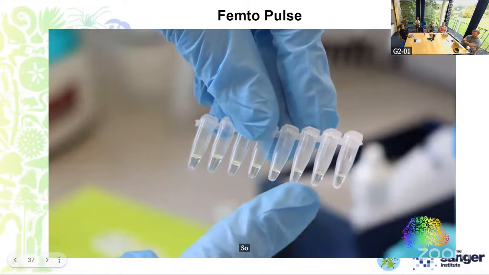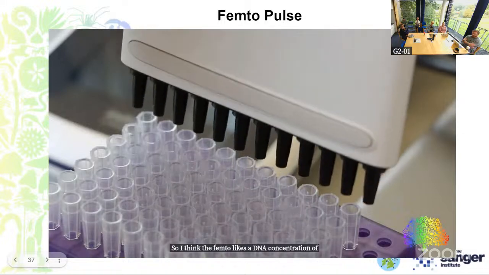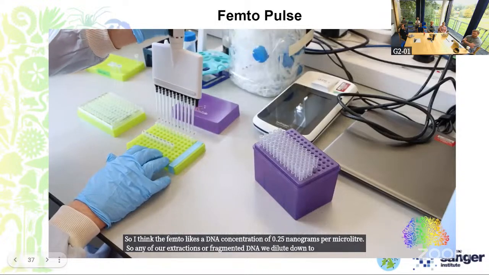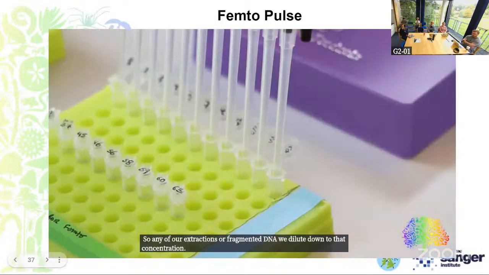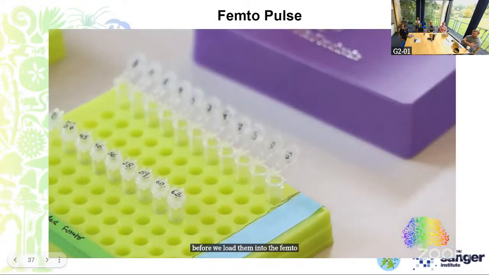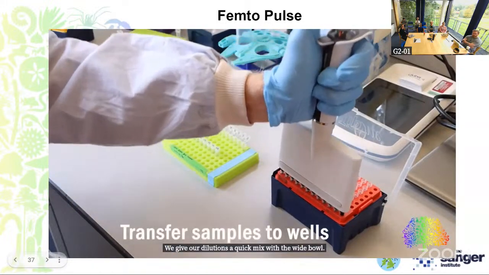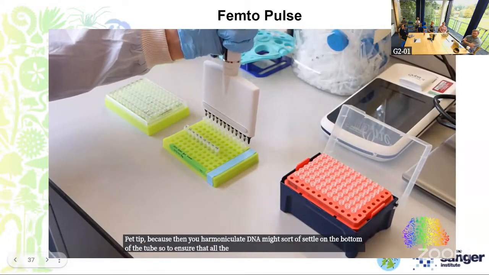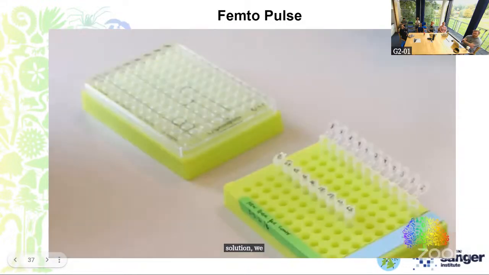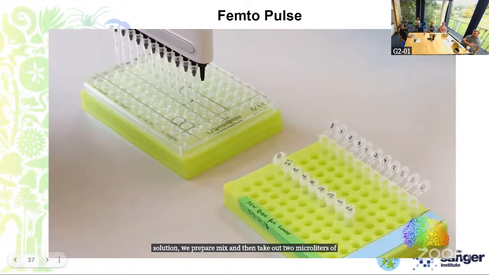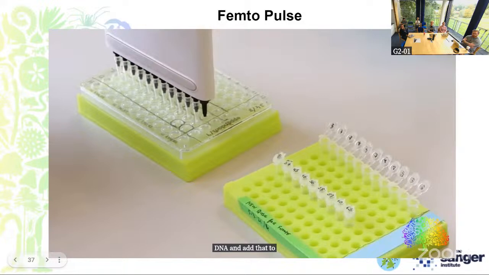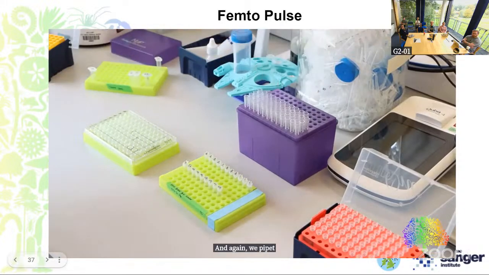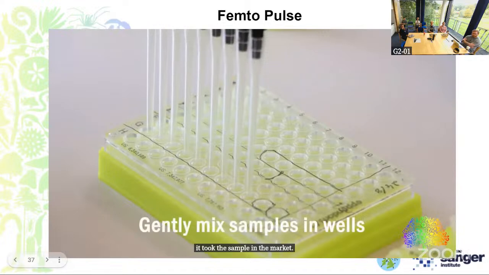So I think the Femto likes a DNA concentration of 0.25 nanograms per microliter. So any of our extractions or fragmented DNA, we dilute down to that concentration before we load them into the Femto. We give our dilutions a quick mix with the wide bore pipette tip, because any high molecular weight DNA might settle on the bottom of the tube. So to ensure that all the DNA is in solution, we pipette mix and then take out 2 microliters of DNA and add that to the 18 microliters of diluent marker. And again, we pipette mix with the wide bore pipette tip, the sample and the diluent marker, to make sure it's homogenized.